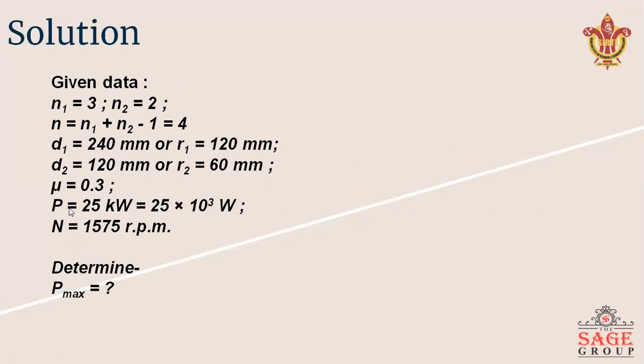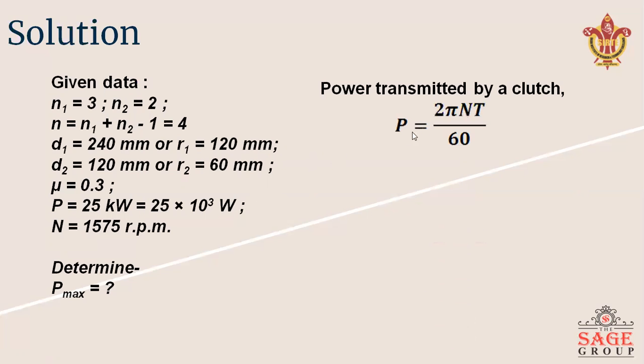We know that the power transmitted by the clutch, P, is equal to 2 pi N T upon 60. This is a simple equation. We have already used this equation many times. From this equation we have to calculate the value of torque transmitted by the clutch, because we have the value of power and speed. So we will have the value of torque transmitted by the clutch.